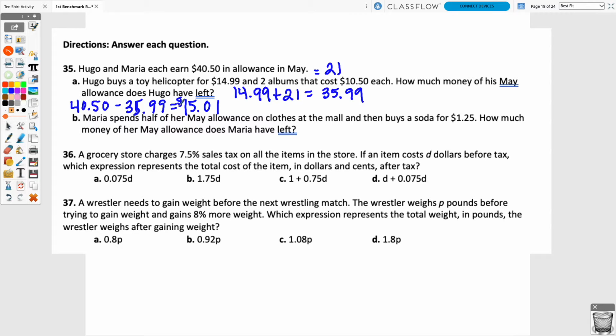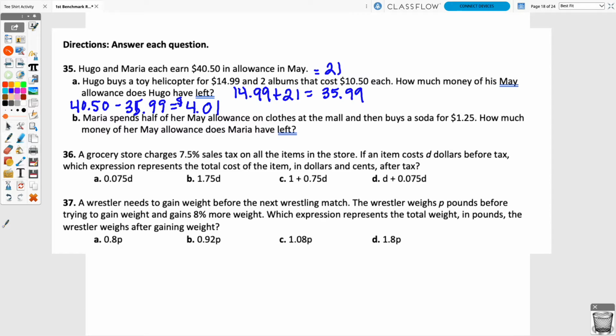Starting out with $40.50. He's buying the helicopter for $14.99, two albums for $10.50. Kirsten, what do you think? You said $40 and then 50 cents minus 35, which you said equals $15. Okay, so what should it equal instead of $15.01? Four. Yeah, it should just be four, right? So $4.01. So we did everything right, Caitlin, until the very end. We just subtracted wrong. $4.01.